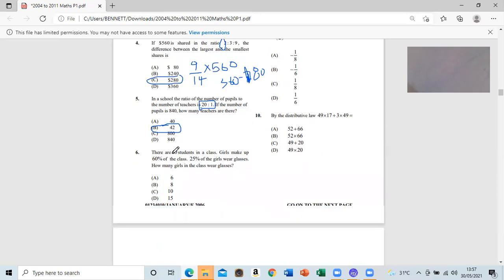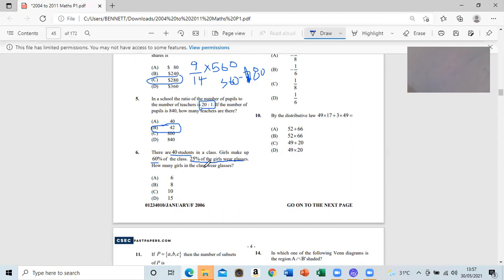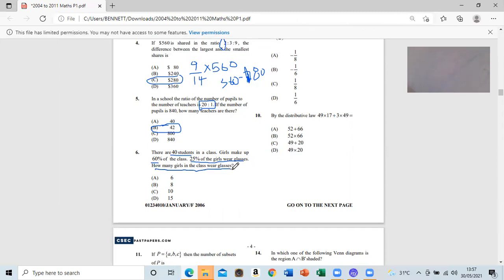All right. There are 40 students in a class. Girls make up 60%. Right, just highlight the information we give you because that's what you're going to use, right? 25% of the girls wear glasses. How many girls in the class wear glasses? Kiana, pick up yourself. Your question.